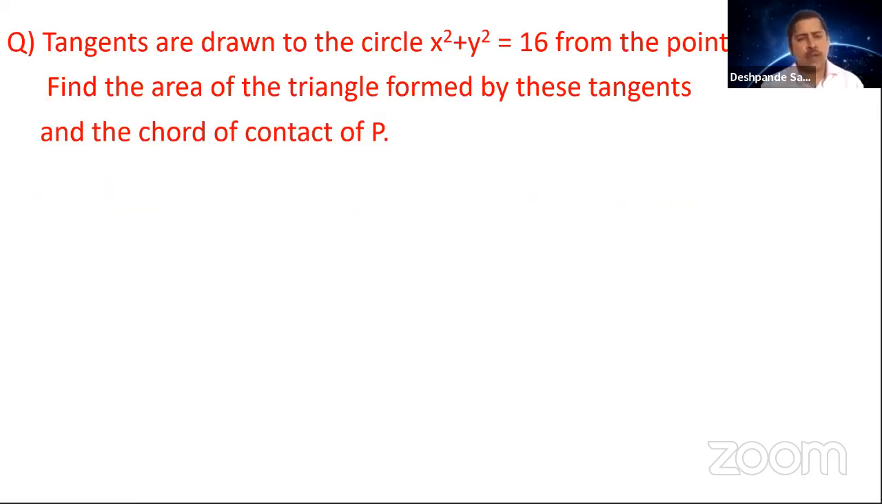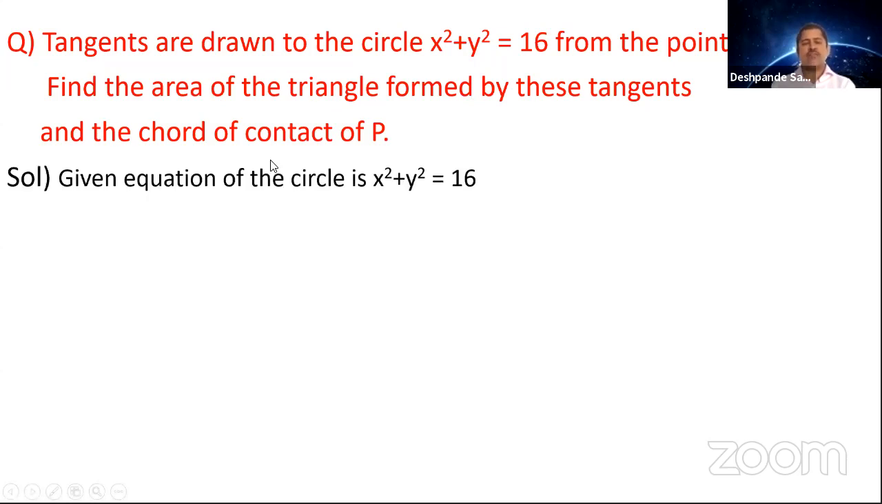So let us take another problem here. The tangents are drawn to the circle x square plus y square is equal to 16 from point (3, 5). Find the area of the triangle formed by these tangents and the chord of contact. So again, you are going to draw tangents to the circle from point (3, 5), and you get a chord of contact. So you get a figure, a triangle between the tangents and the chord of contact. You are going to find the area of the triangle formed by these tangents and the chord of contact.